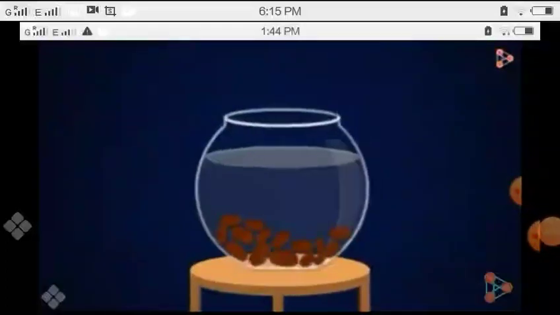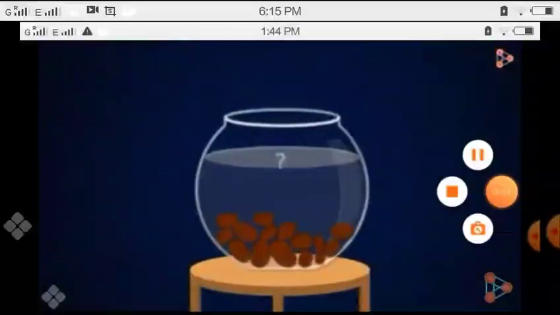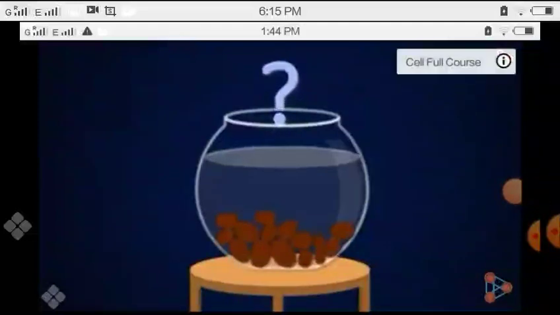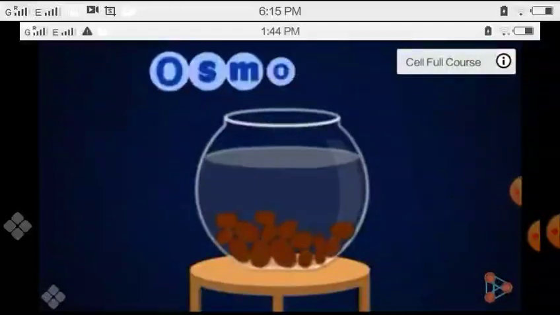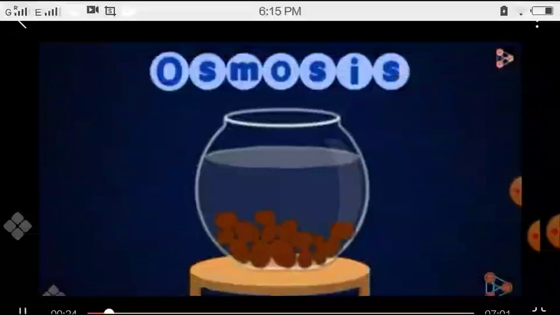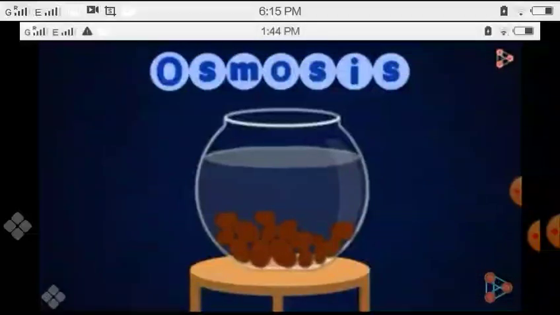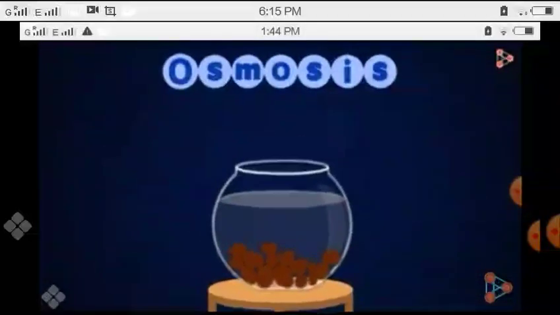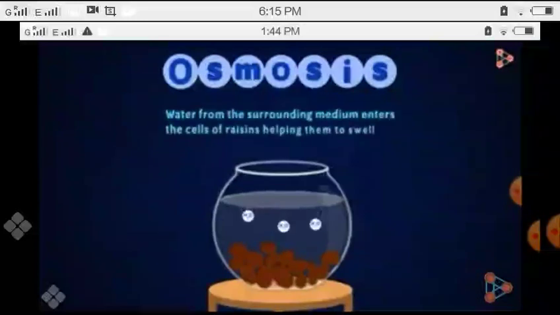We all have seen raisins swelling up when kept in water for some time. Any idea how this magic works? Well, it's simply the process of osmosis which results in the swelling of these raisins. It's osmosis process due to which the water from the surrounding medium enters the cells of the raisins, helping them to swell. Can we define osmosis once?